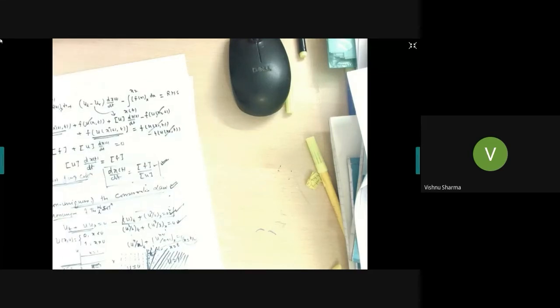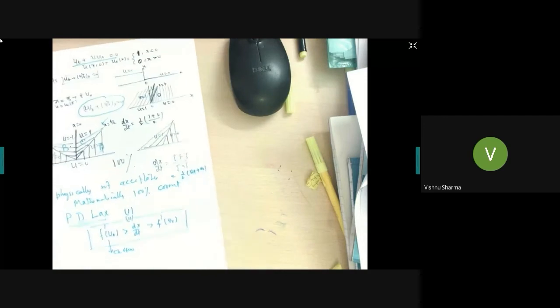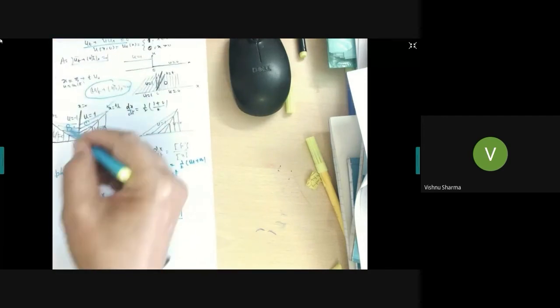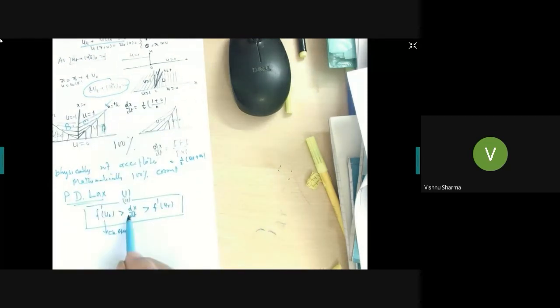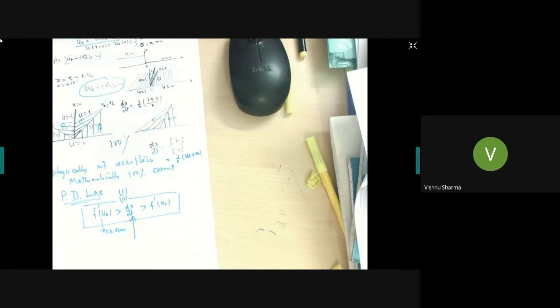So what he says is that the characteristic speed on the left of the discontinuity, for u equal to 1, is this. This is the characteristic speed on the right of the discontinuity. The speed of the discontinuity has to be intermediate between these two values. This is called Lax's criterion for uniqueness, and it is really a wonderful contribution by this person.